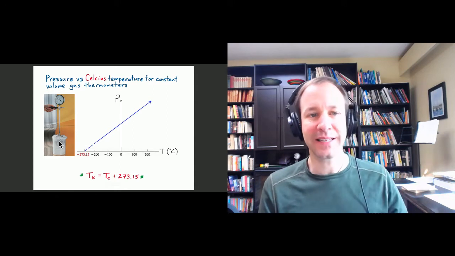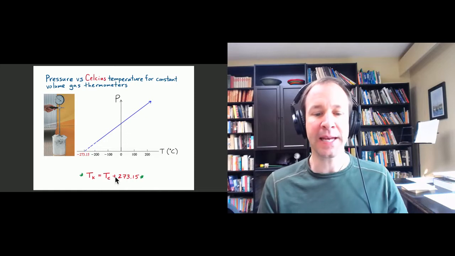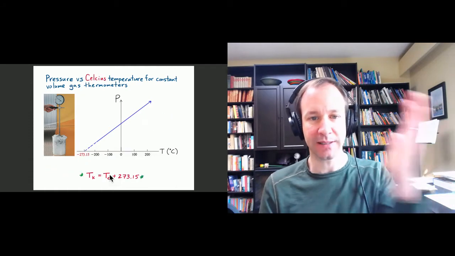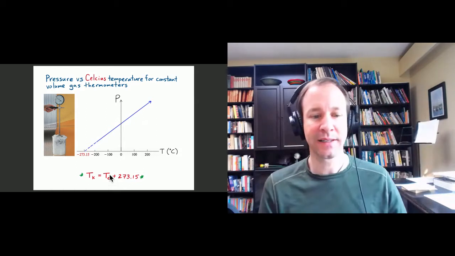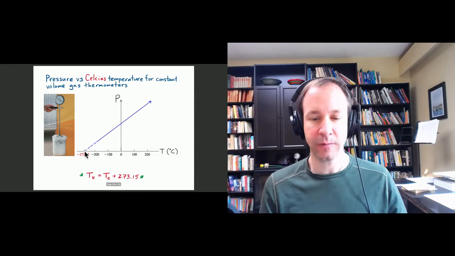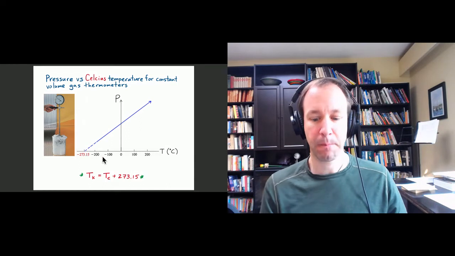Once you define the Kelvin scale, the modern Celsius scale is defined just by adding on 273.15 degrees. So that's almost the same thing. You just basically shift your axis. In the Kelvin scale, the lowest possible temperature is 0. In the Celsius scale, the lowest possible temperature is minus 273.15.